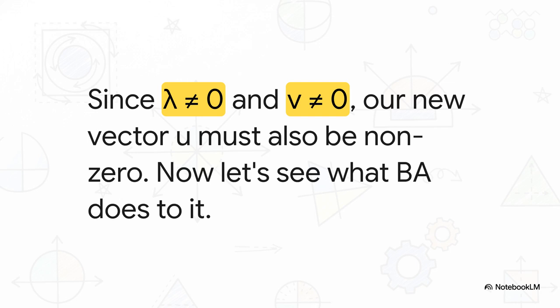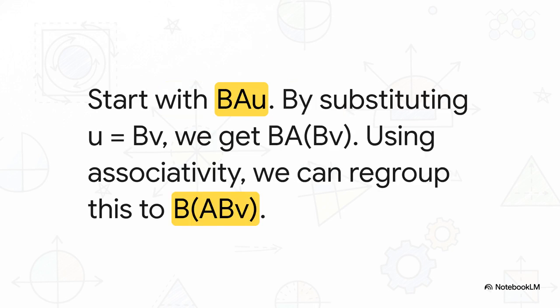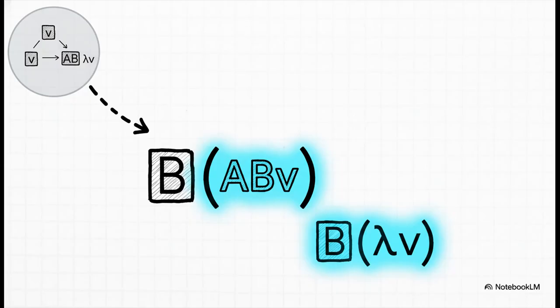Okay, with that settled, let's see what happens when we throw the matrix BA at u. First things first, we just substitute in our definition for u. So BAu becomes BA times Bv. Now, because matrix multiplication is associative, we can basically just do a little shuffle with the parentheses. Instead of grouping it as BA times Bv, we can group it as B times ABv. And look at that. This brings us right back home.